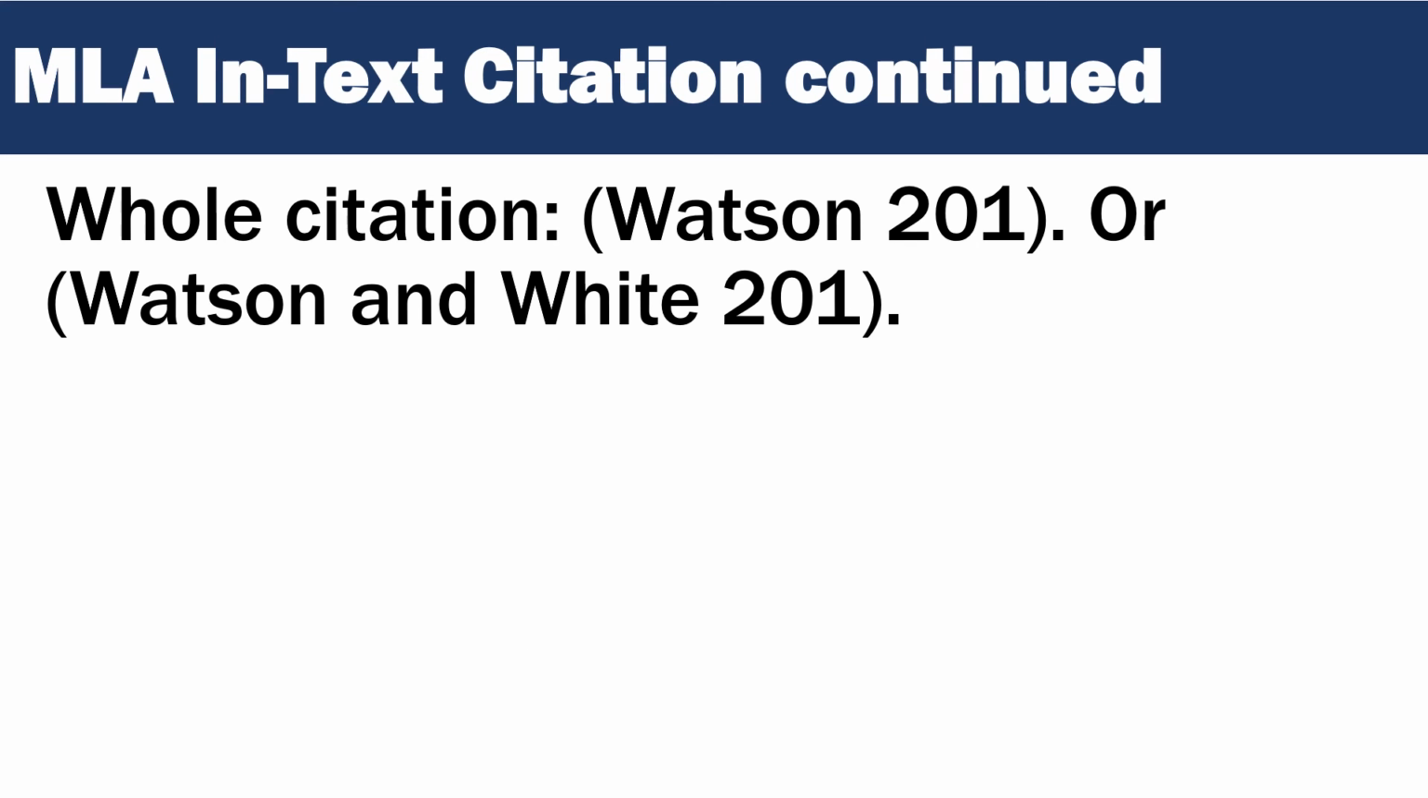The whole citation for one author would look like (Watson 201), where Watson is the author and 201 is a page number in parentheses, followed by a period. Or for two authors, (Watson and White 201), with a period. This citation would come at the end of your sentence, with the period coming after the citation. Note that there is no punctuation inside of the parentheses.